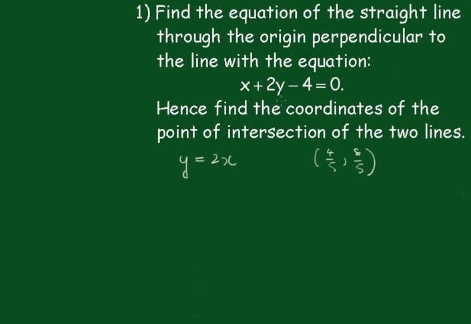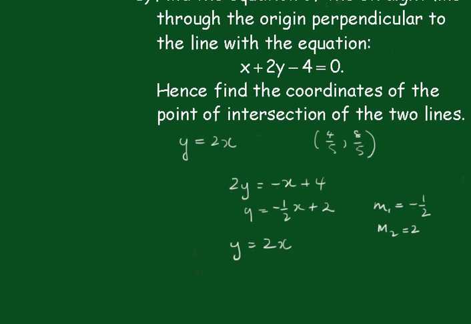Now we have this one here, x plus 2y minus 4 equals 0. Rearranging that, we'll have 2y equals minus x plus 4. So y equals minus a half x plus 2. Now, we can see that the gradient here is equal to minus a half. So the gradient of the new line will be, m1 is that, m2 equals 2. And since it passes through the origin, the equation will be y equals just 2x.